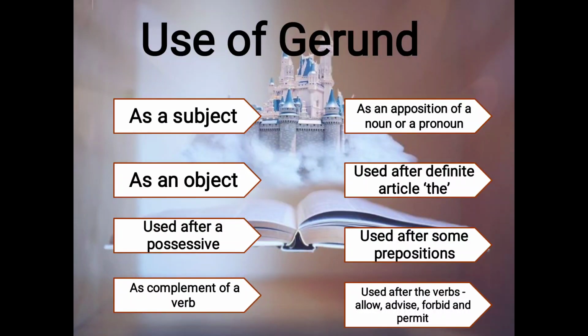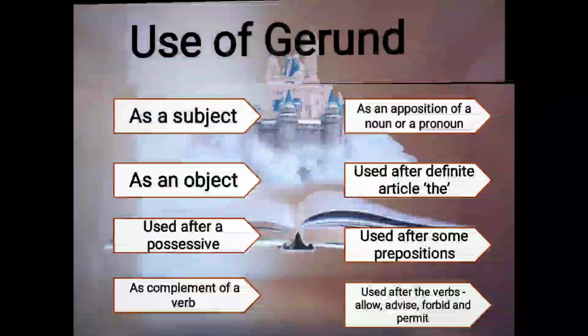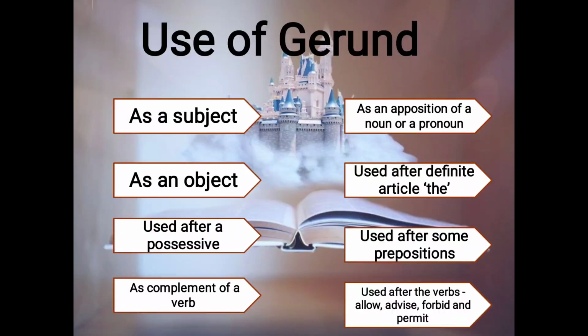Uses of gerund: as a subject, as an object, used after a possessive, as complement of a verb, as an apposition of a noun or a pronoun, used after the definite article the, used after some prepositions, used after the verbs allow, advise, forbid, and permit.